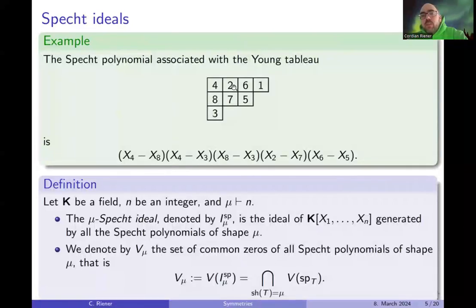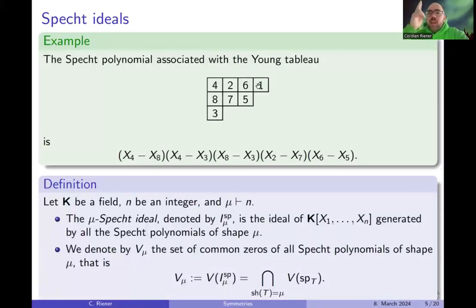Then I do the same with the second column. The second column consists only of 2 and 7. The Vandermonde determinant of the two numbers 2 and 7 is just the pairwise difference x2 minus x7. The same for the middle column, 6 and 5: I have x6 minus x5. In the last column, I only have a 1, so it's just x1 to the 0.